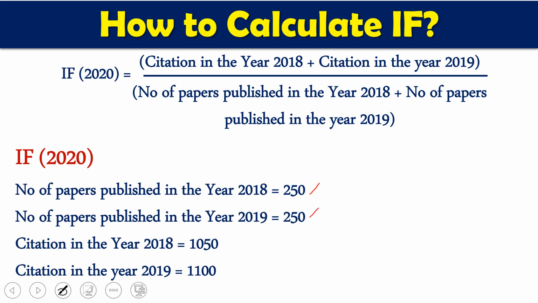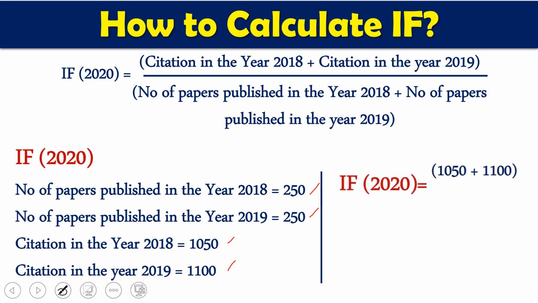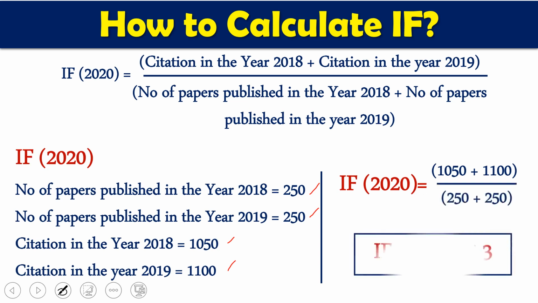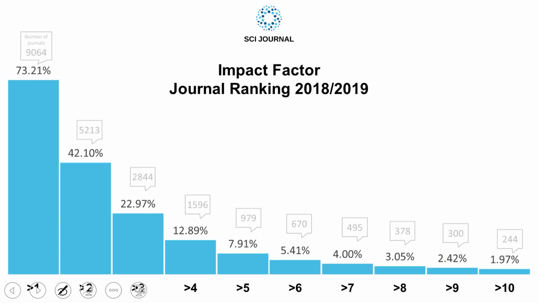Citations received by this journal in 2018 are 1050, and in 2019 are 1100. According to the formula, first I will add the total number of citations in 2018 and 2019. It will be divided by the total number of articles published, and that will give the impact factor. According to this data, the impact factor of this particular journal is 4.3.